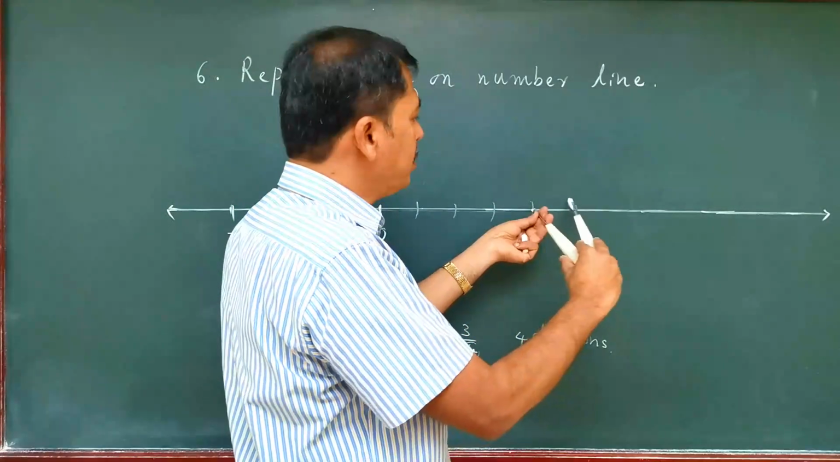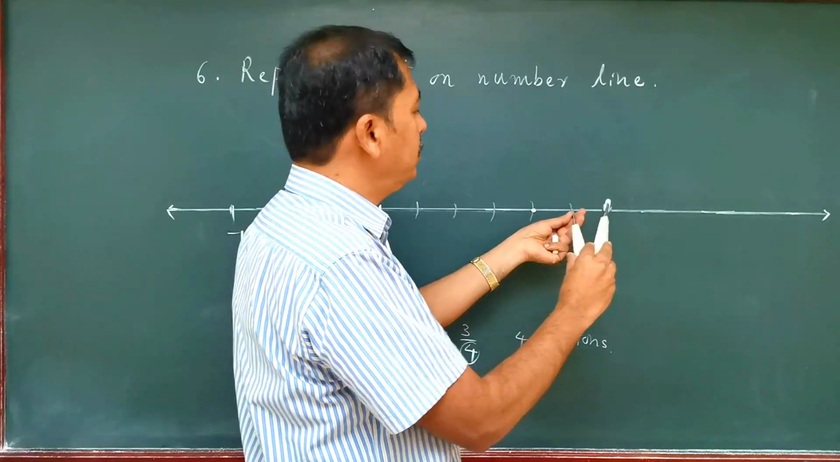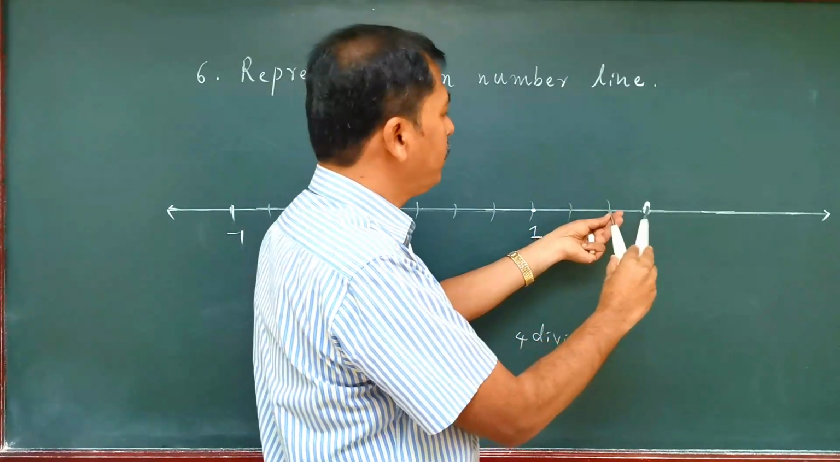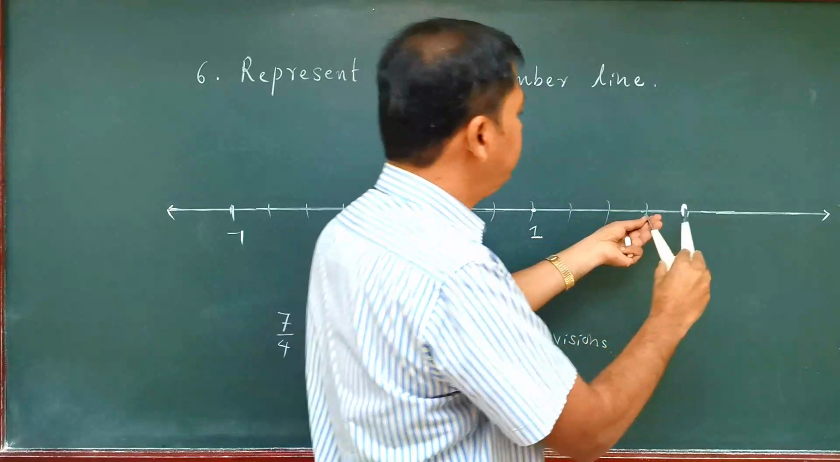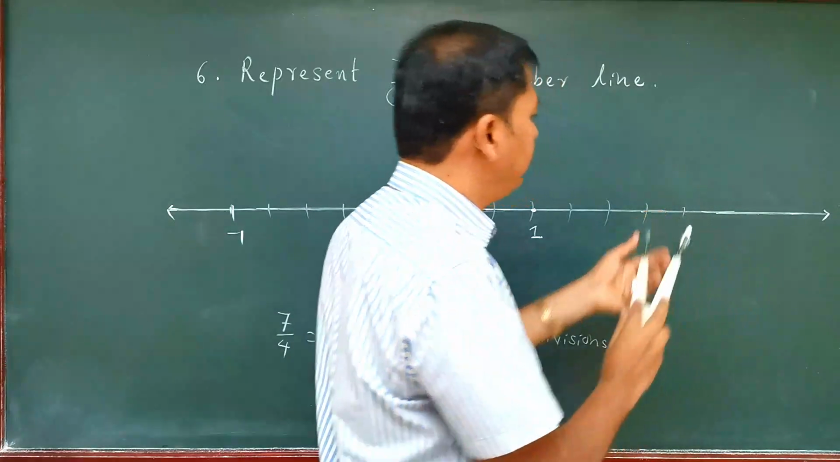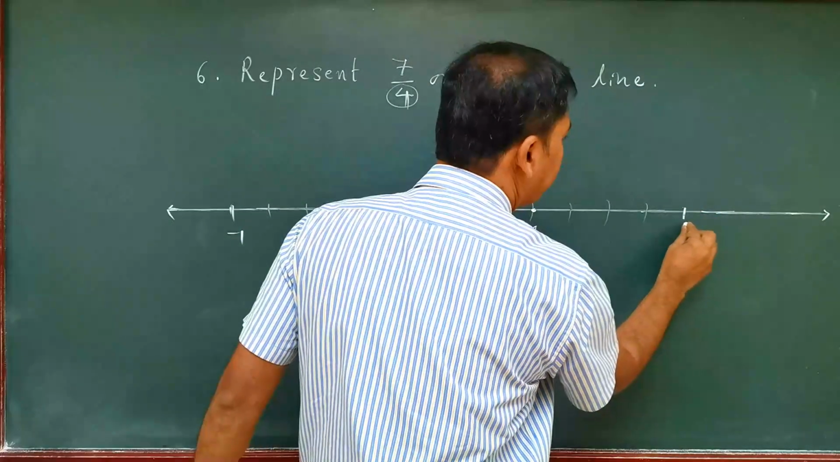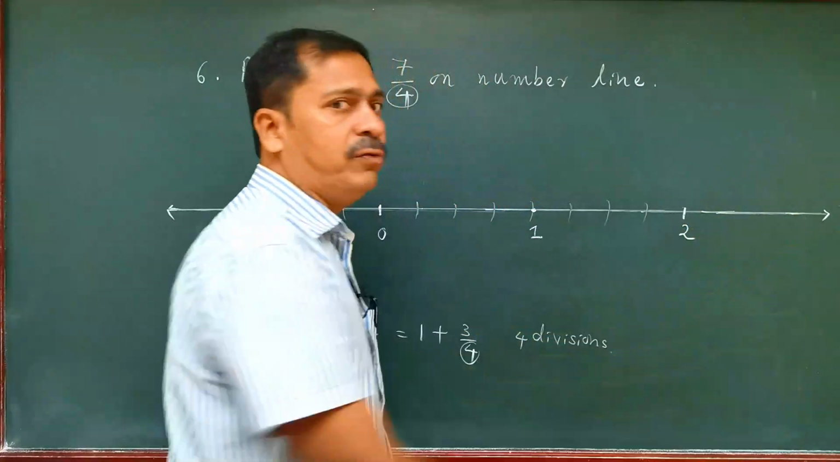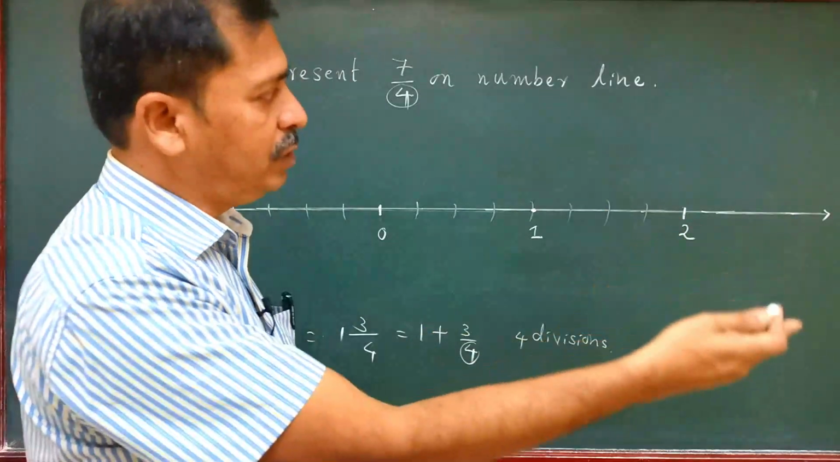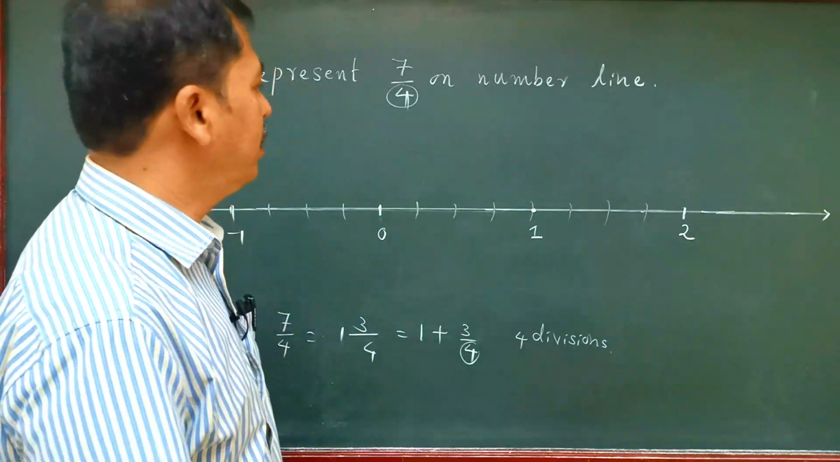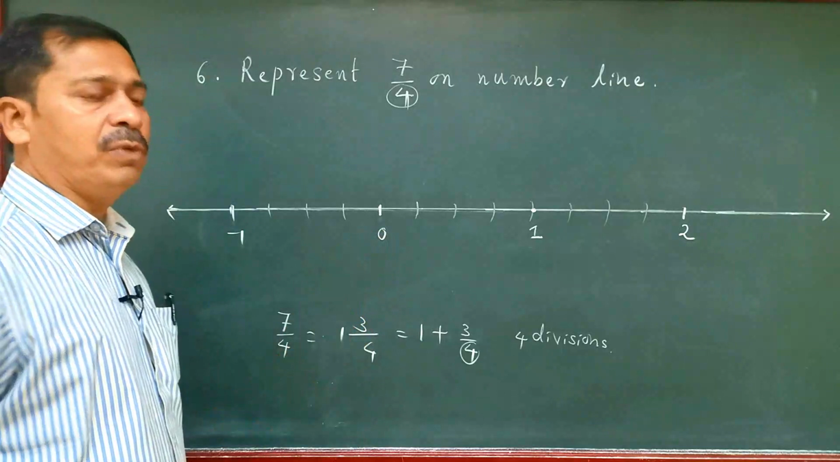So make equal divisions. 1, see this is 2, 3, and then this is 4. See, your 2 comes exactly here. This is 2. And again if you make 4 equal divisions, next after the 4th division, 3 you will get here. So in this manner you have to represent the number line.